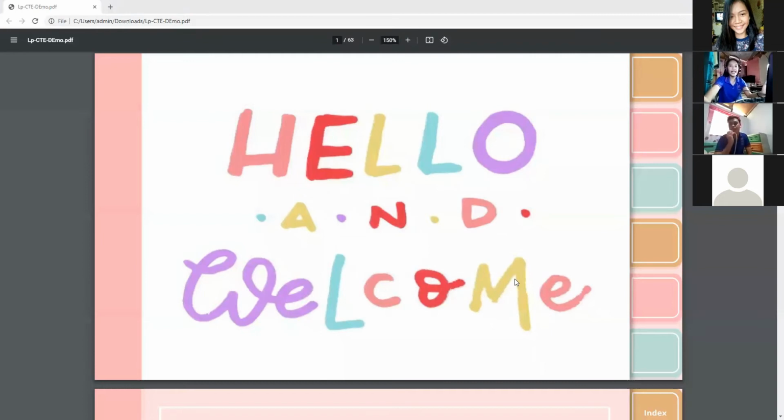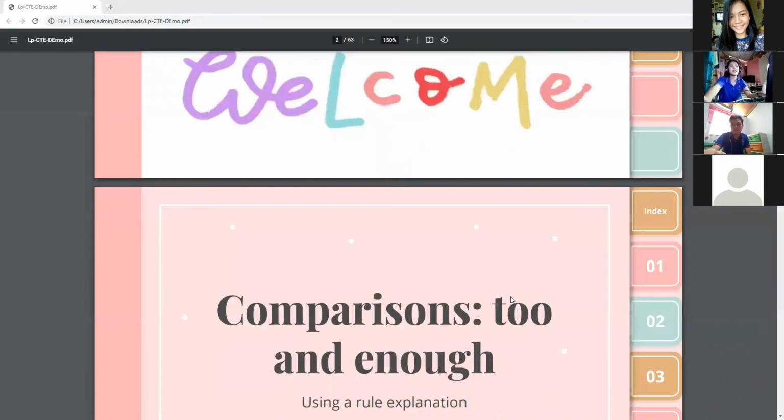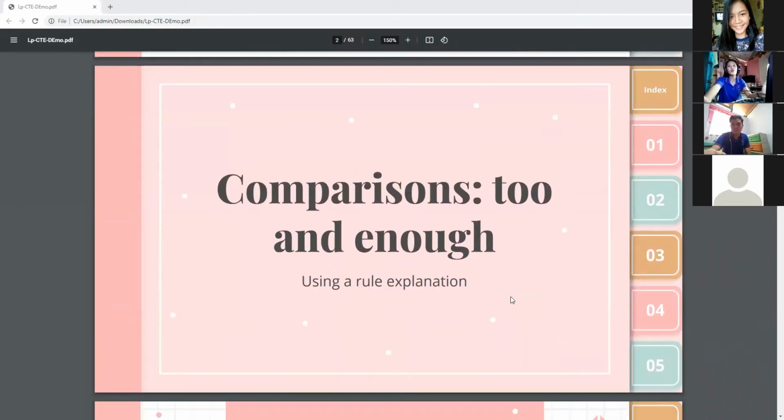So, for today, we're going to learn and understand the comparisons "too" and "enough" using a rule explanation. First, "too" and "enough" both indicate a degree. They give us more information about an adjective, an adverb, or a noun. Did you guys get it? Yes, ma'am.